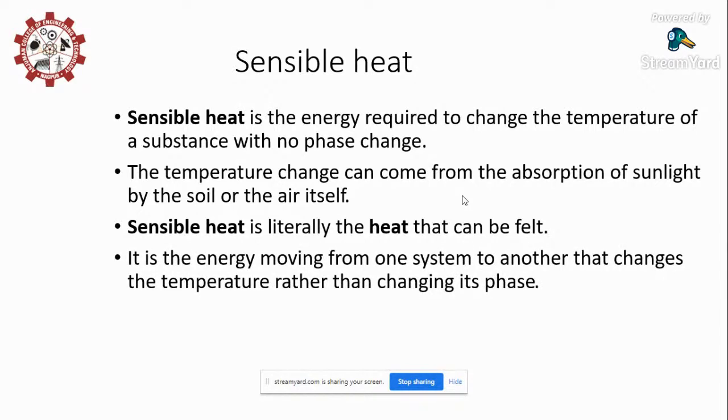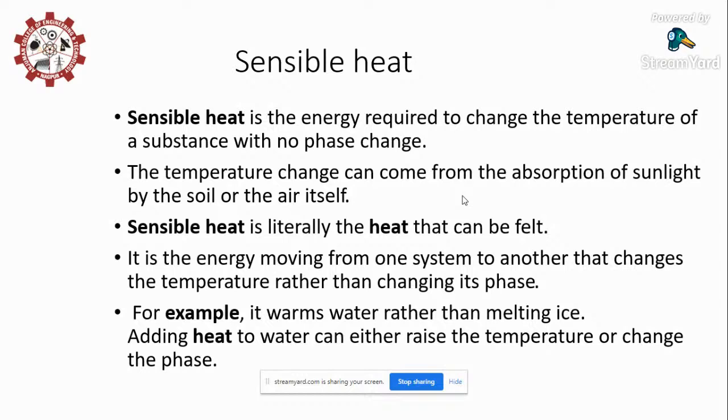It is the energy which is moving from one system to another that changes the temperature rather than changing the phase. Move हो रहा है एक सिस्टम से दूसरे सिस्टम में, लेकिन फेज चेंज नहीं हो रहा है. सिस्टम कुछ भी हो सकता है. जैसे आप एग्जांपल ले लें, एक धूप का हिस्सा है और एक छांव वाला हिस्सा है ना, shady area and a very sunny area. So system is different, phase is same. Okay. For example, it warms water rather than melting ice. Another example you can take, adding heat to water can raise the temperature or change the phase.